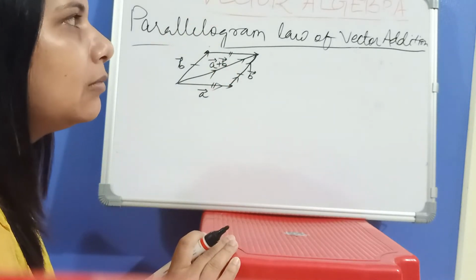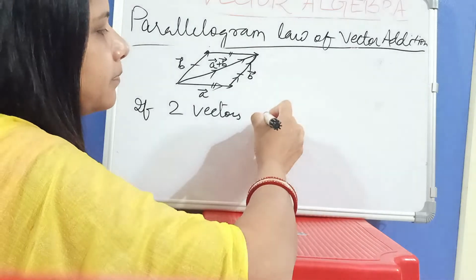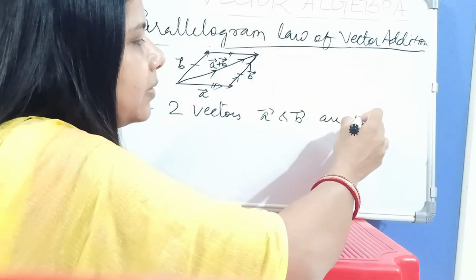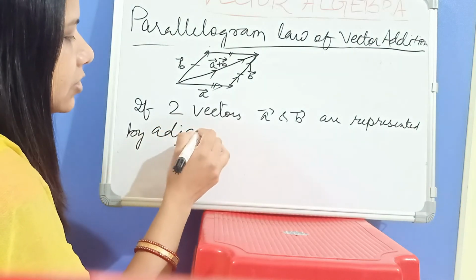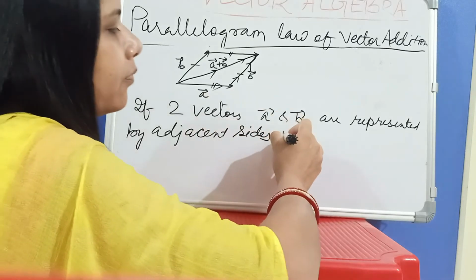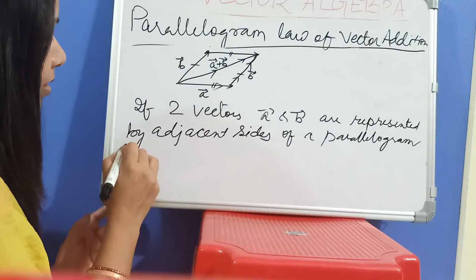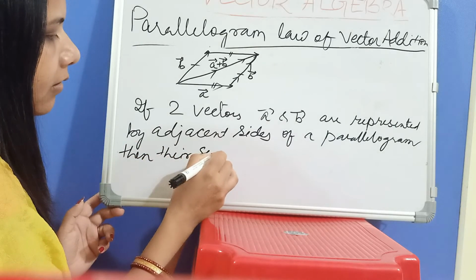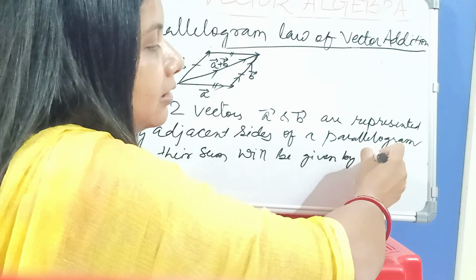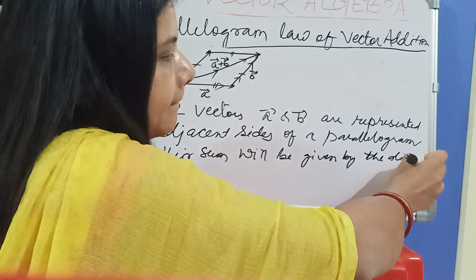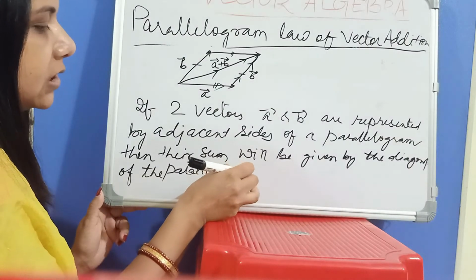So what does the parallelogram law say? It says if two vectors A and B are represented by two adjacent sides of a parallelogram, then their sum will be given by the diagonal of the parallelogram which is co-initial with them.